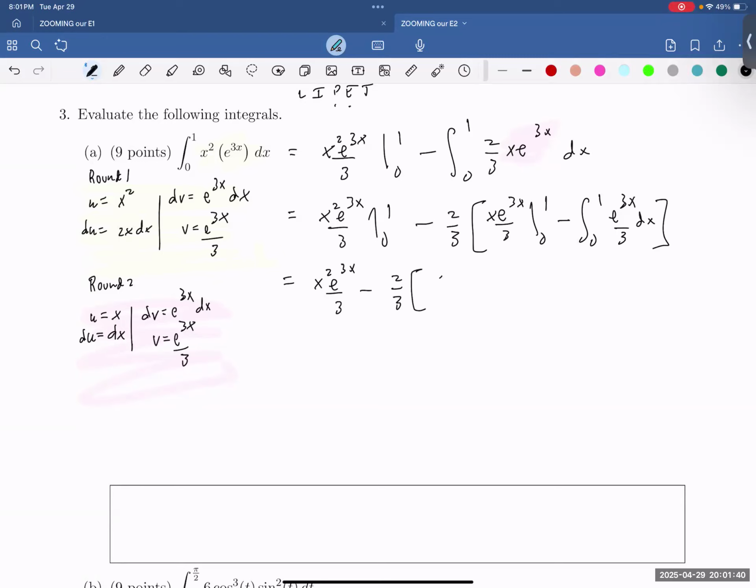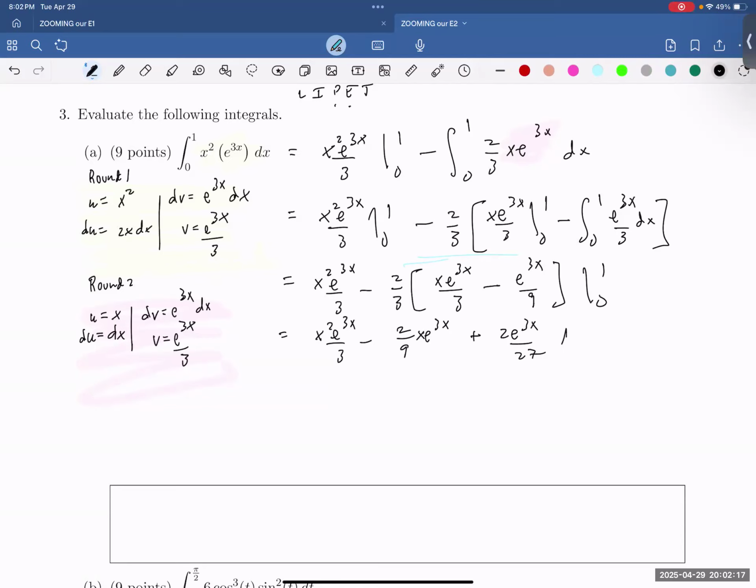Let's see. Okay, so we would have x e to the 3x over 3 minus in there, and now the antiderivative would be e to the 3x over 9. All of this from 0 to 1. So distributing the 2/3 gives us 2/9 x e to the 3x plus 2e to the 3x over 27, all this from 0 to 1.